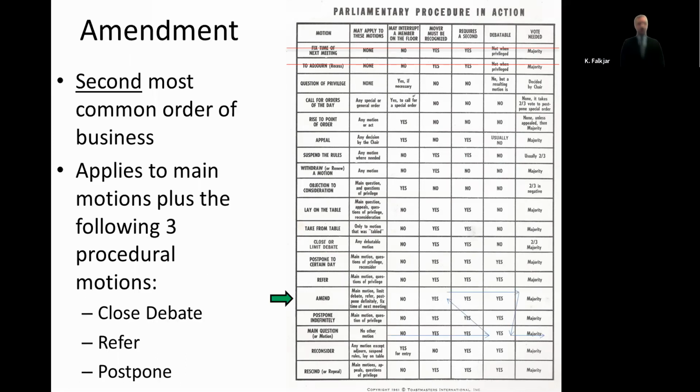Now we'll look at the main motions, which we can amend. A motion can be amended. This is the second most common order of business we have in Toastmasters. It applies usually only to main motions, but it may apply to three procedural motions: either closing debate, referring, or postponing a meeting.